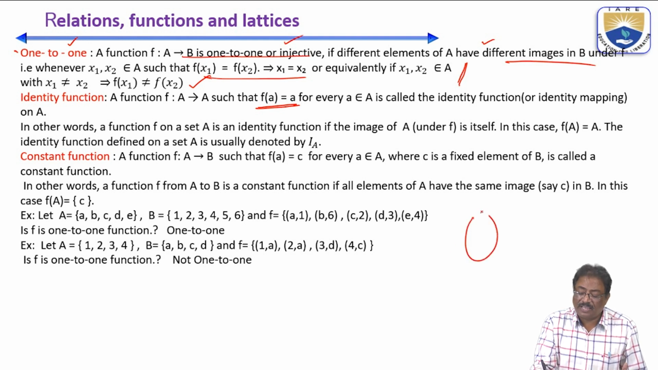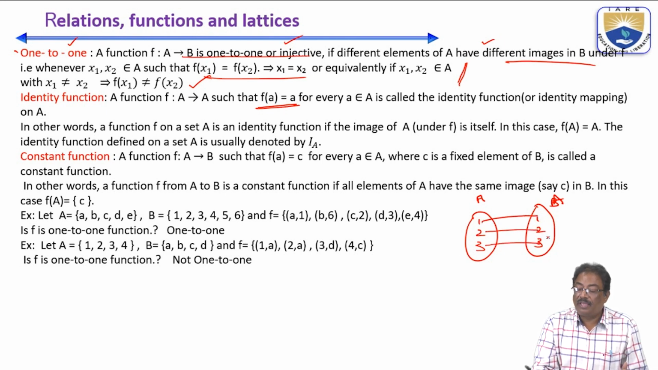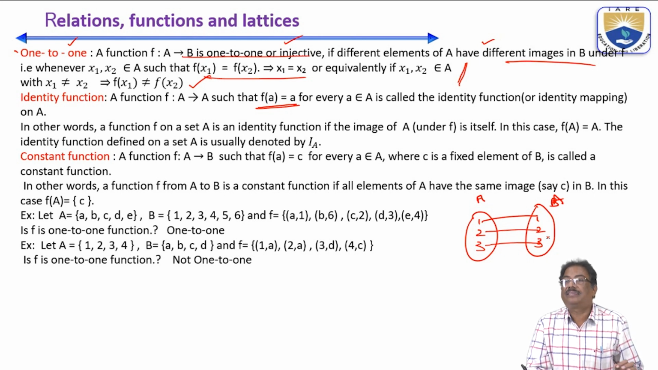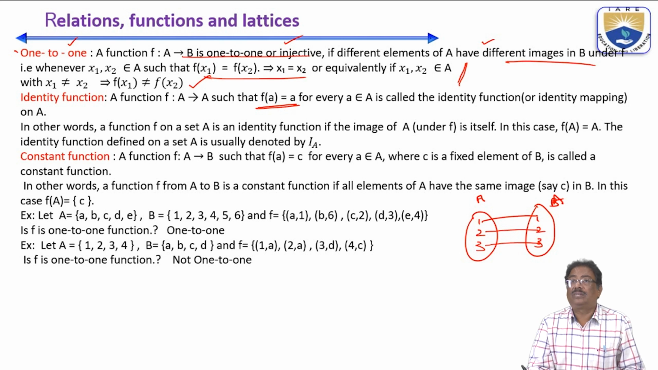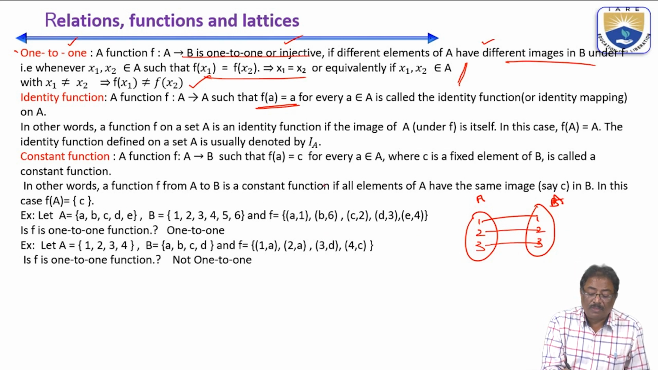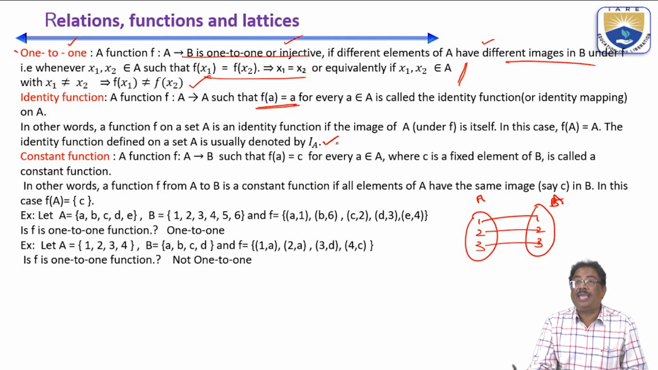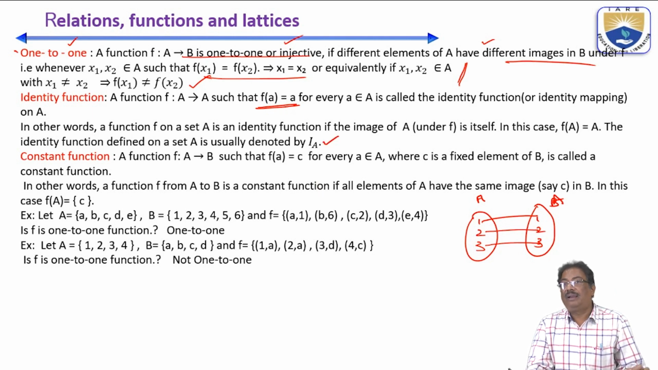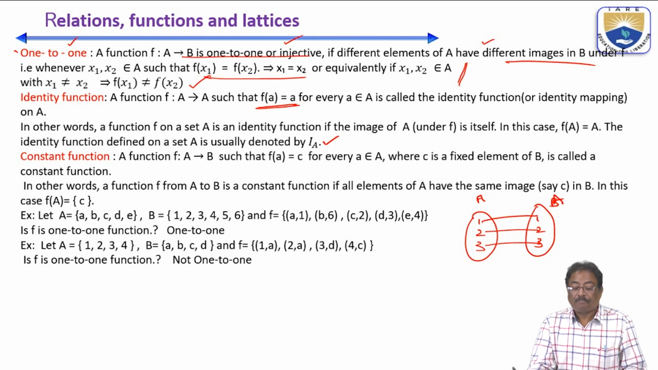Let us say A is 1, 2, 3 and B is also 1, 2, 3, defined from A to A. Then f of 1 is equal to 1, f of 2 is equal to 2, f of 3 is equal to 3. Such a function is known as an identity function. The identity function is denoted by I_A, that means the identity function defined on the set A.